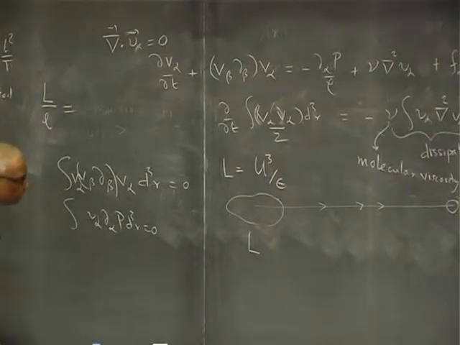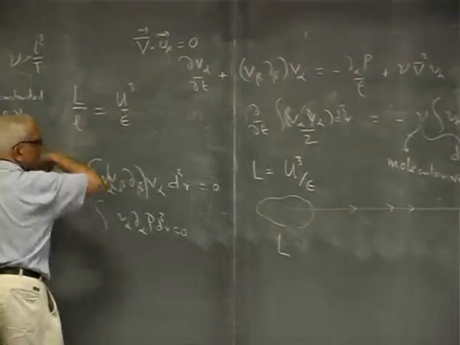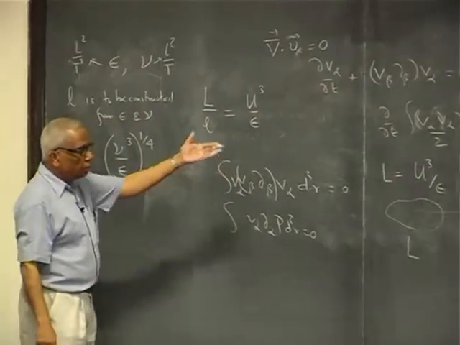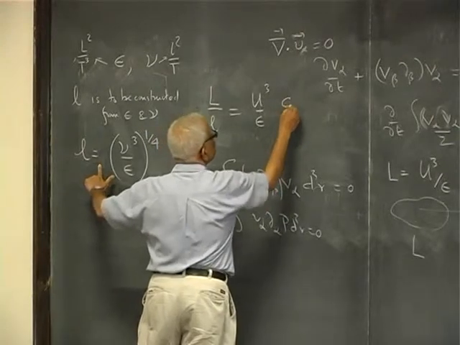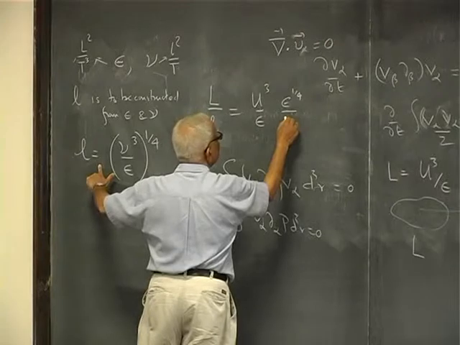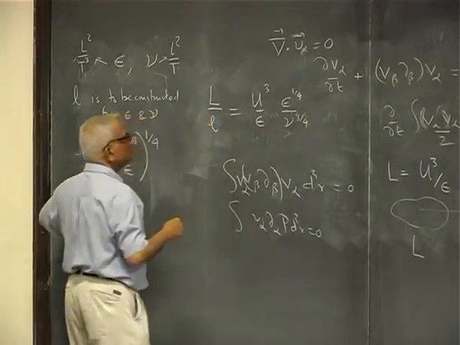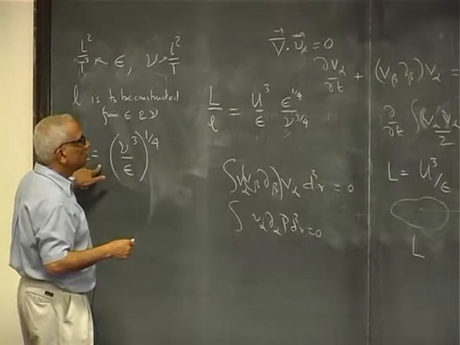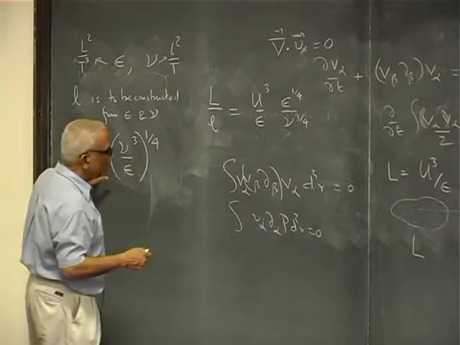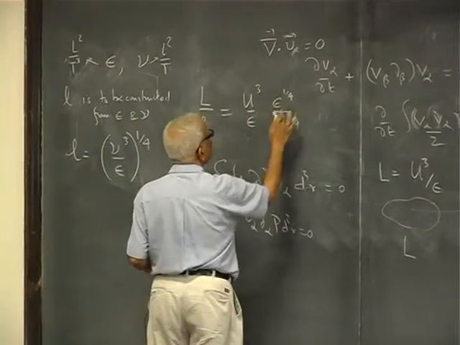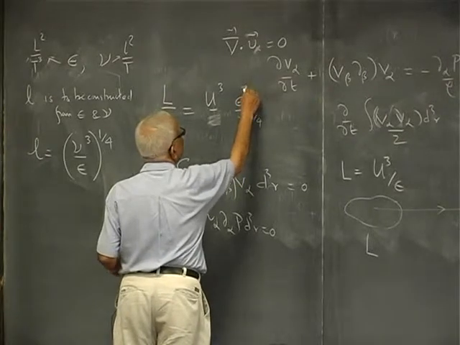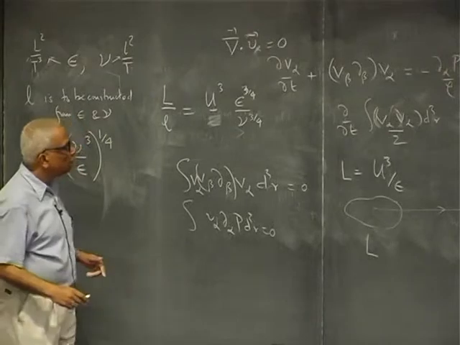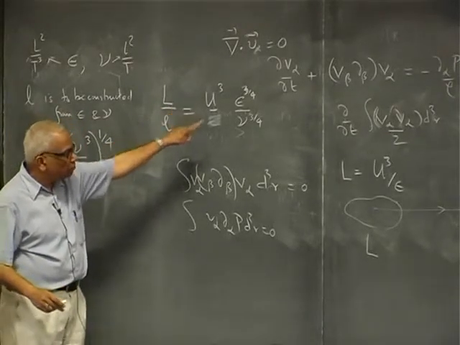So capital L by small l is going to be U cubed over epsilon, divided by this character over here, which is epsilon to the 1/4 divided by nu to the power 3/4, which is nu to the power 3/4. So epsilon to the power 3/4 divided by U cubed, epsilon 3/4 by nu 3/4.